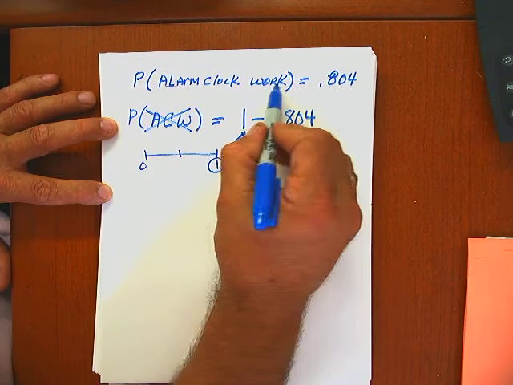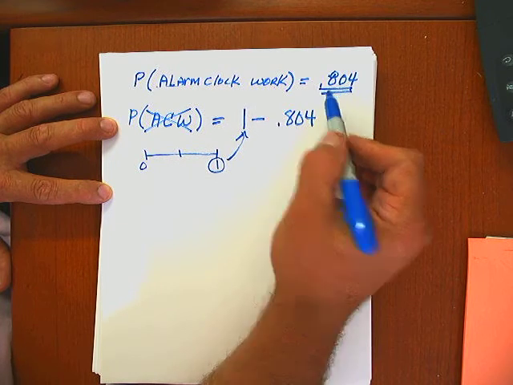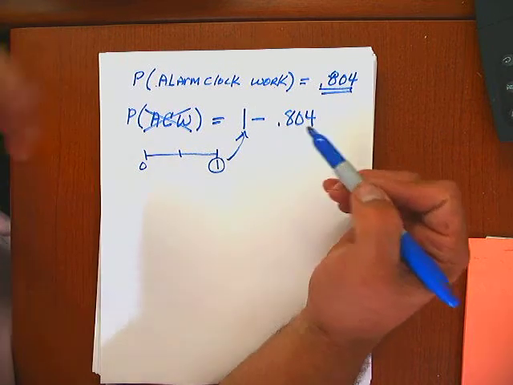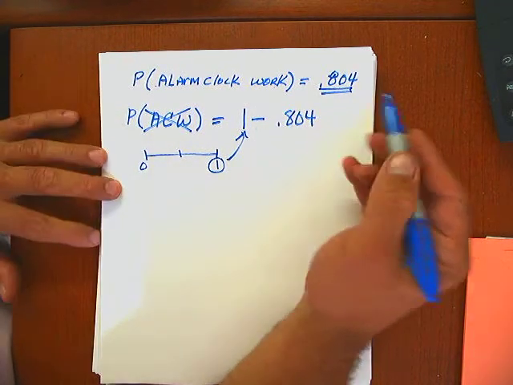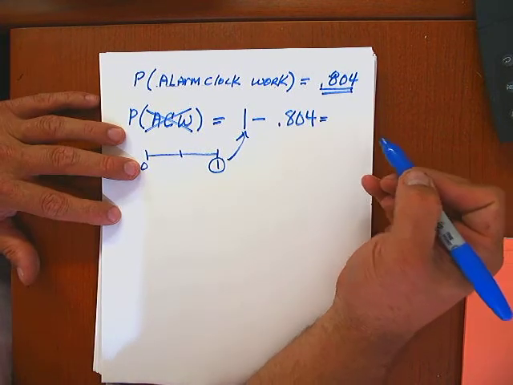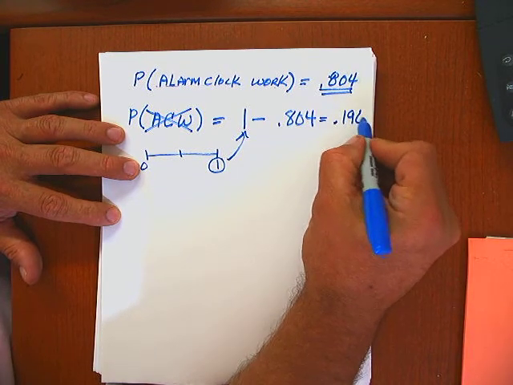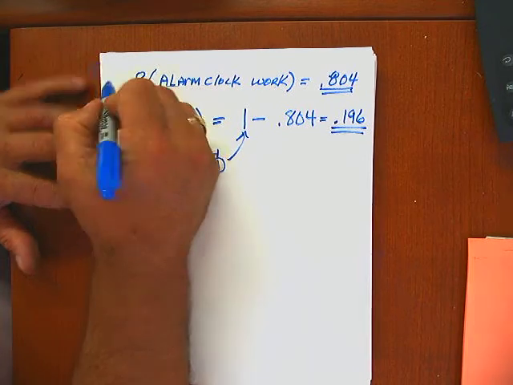And then this is the probability that it will work. So you subtract the probability of the alarm clock working from 1, and that will give you your not working probability, which comes out to be 0.196. So the answer to A is 0.196.